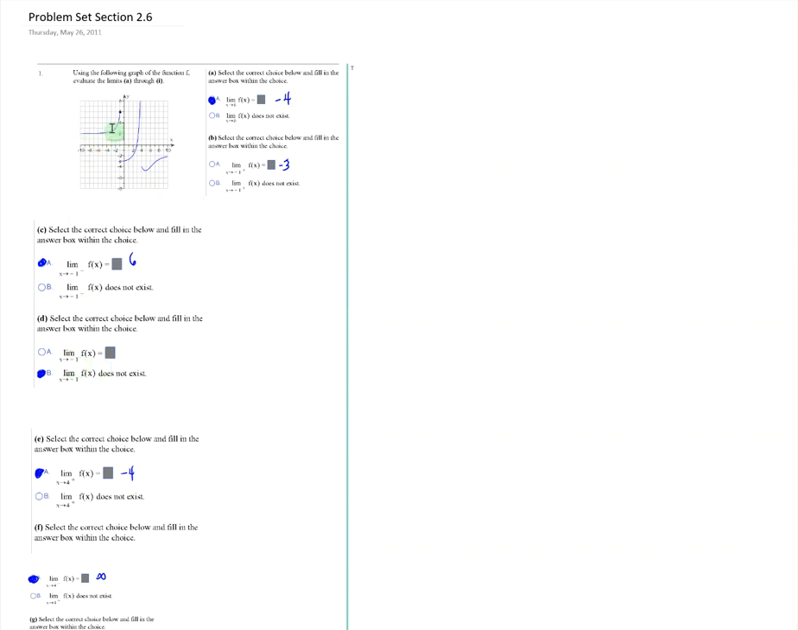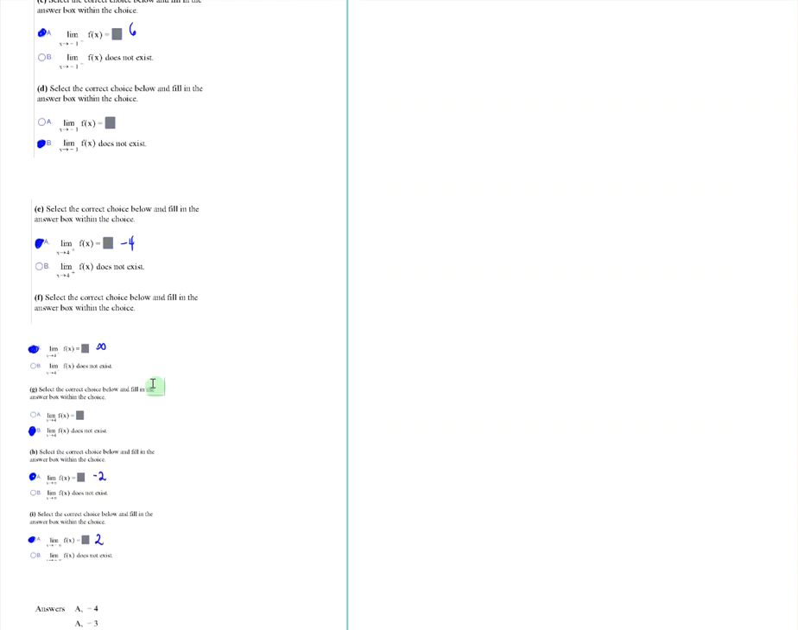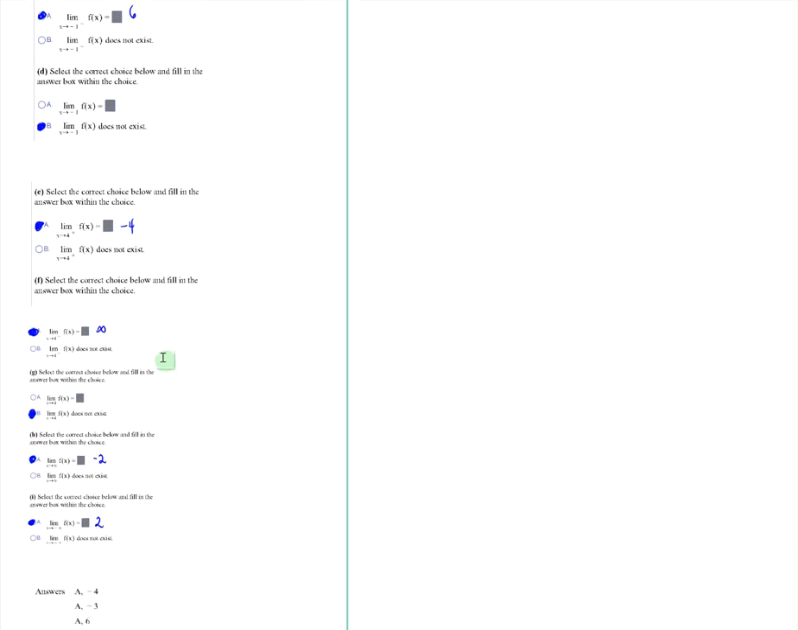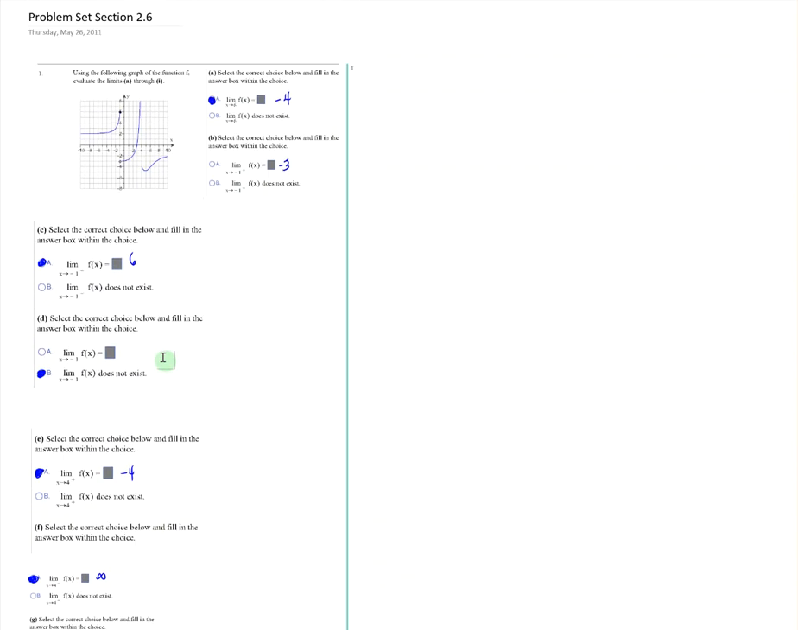Remember, coming from the left, we went here. From the right, we went here. If those are not the same, the limit does not exist. You can have right side limits and left side limits, but if those aren't the same, it doesn't exist in general.